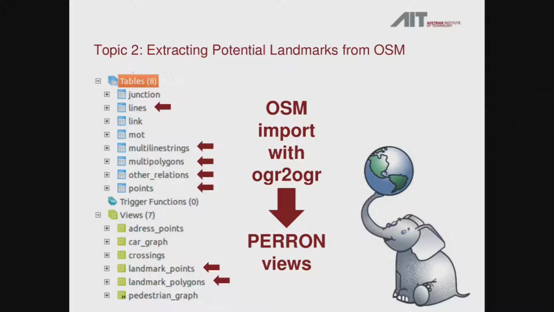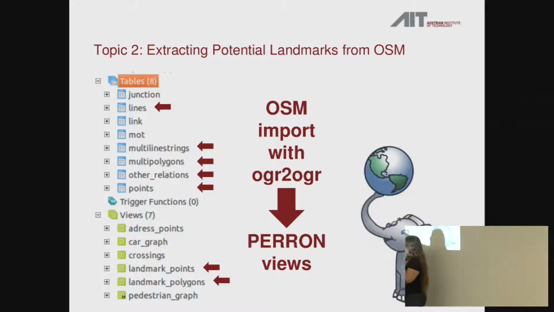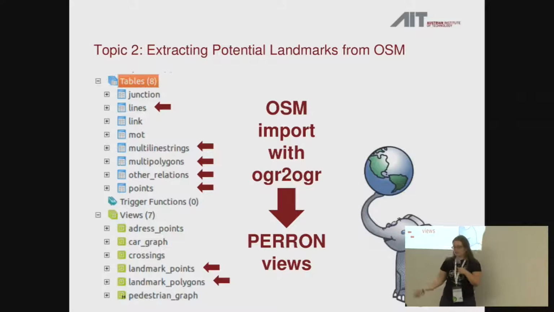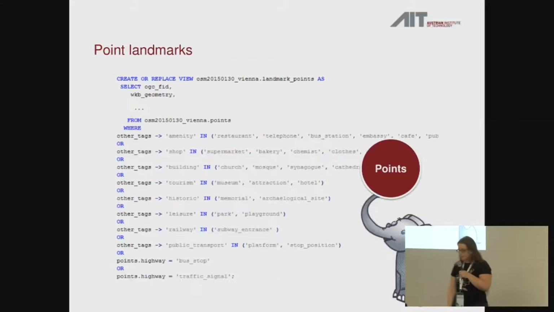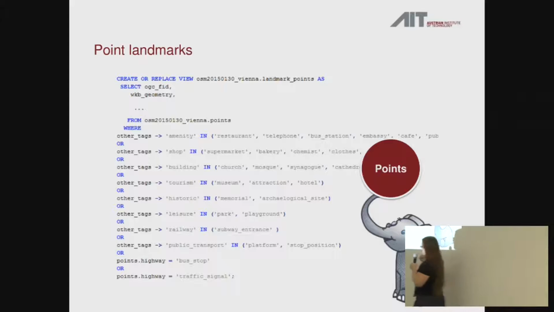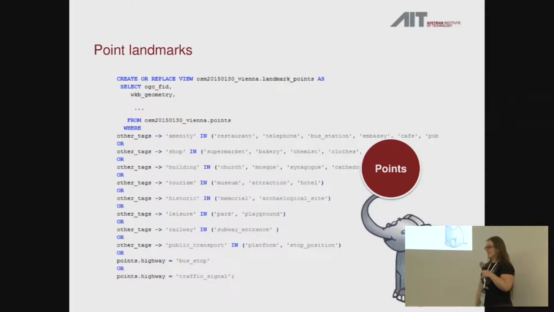And then I constructed landmark views. So these views contain all the potential landmarks that I've identified. And how are they identified? With quite huge queries, because I have to go through lots of different keys and tags to see everything that could be a potential landmark. What comes in very handy is the HStore support in PostGIS, because you can access all those tags that OGR puts into the other tags by default.